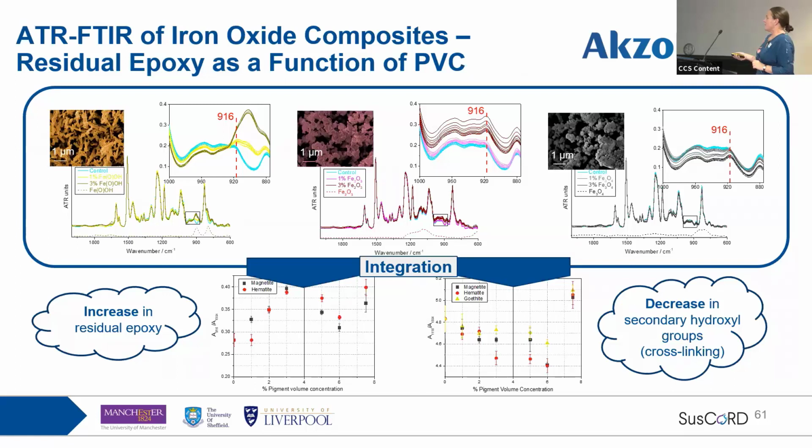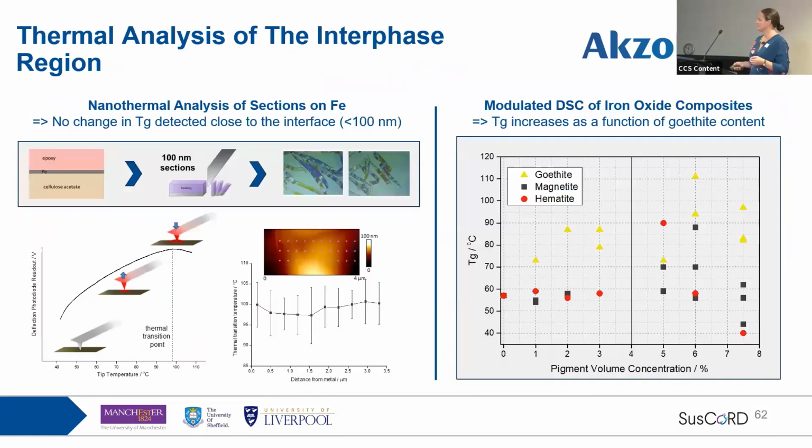We did the bulk experiment on these pigment samples, so we can look at the residual epoxy as a function of PVC. You can see that up to the critical pigment volume concentration, which is here 4, there's an increase in the residual epoxy. And when we look at the secondary hydroxyl band, we can see there's a decrease in that for all 3 pigments. So that's really confirming that we're getting increasing amounts of residual epoxy in the system as we increase the amount of interphase in the system.